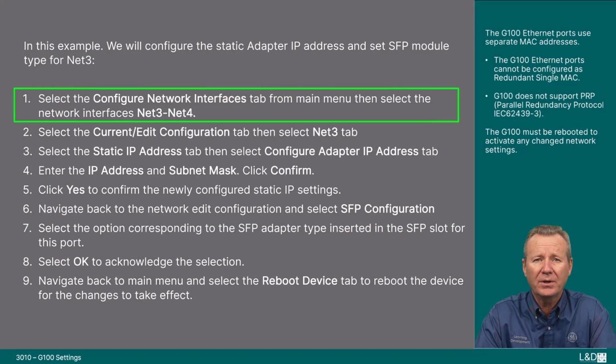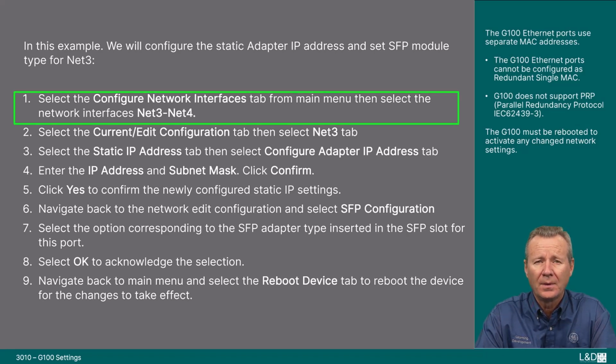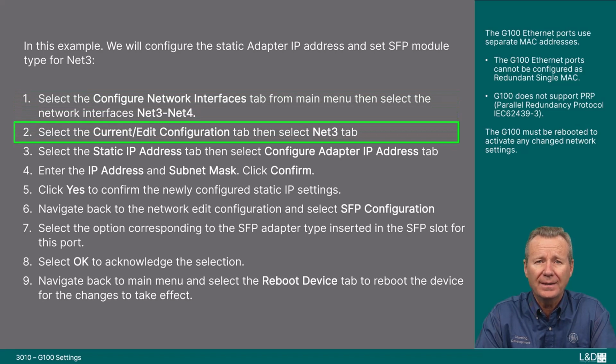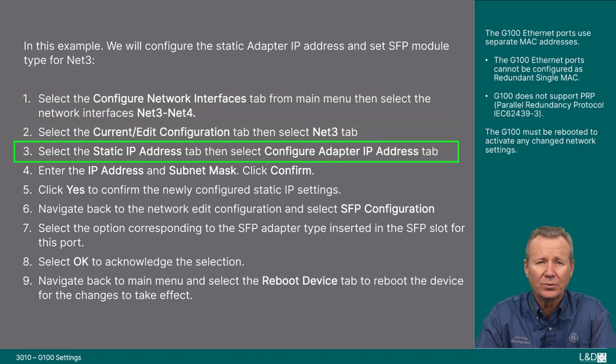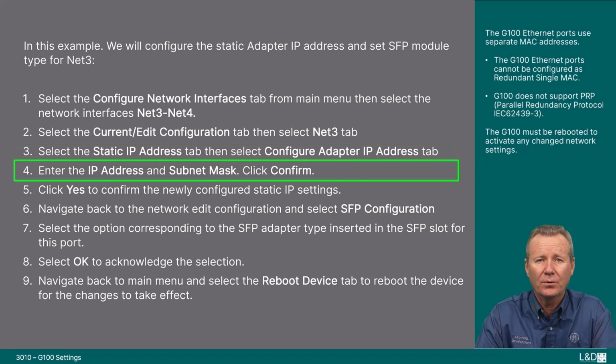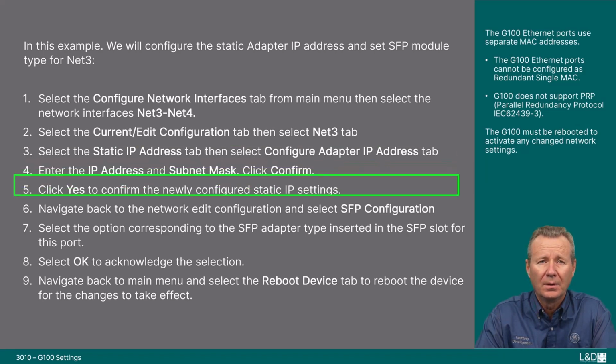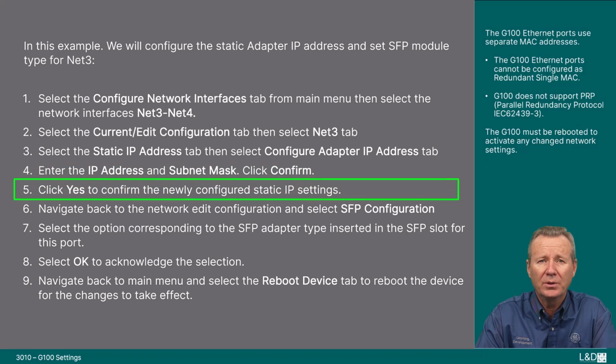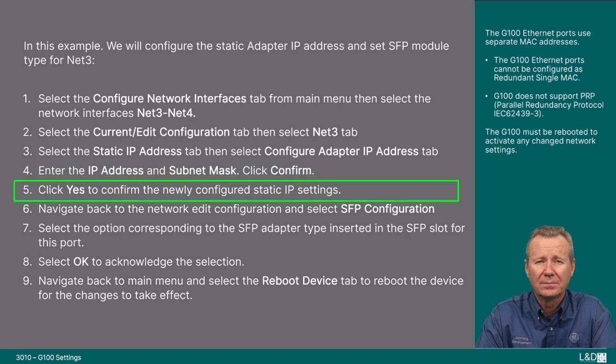1. Select the Configure Network Interfaces tab from the main menu, then select the Network Interfaces Net3-Net4. 2. Select the current Edit Configuration tab, then select the Net3 tab. 3. Select the Static IP Address tab, then select the Configure Adapter IP Address tab. 4. Enter the IP address and subnet mask. Click Confirm. 5. Click Yes to confirm the newly configured static IP settings.